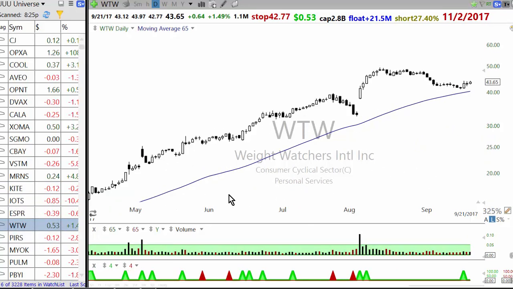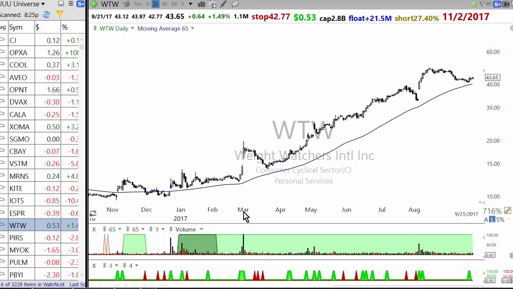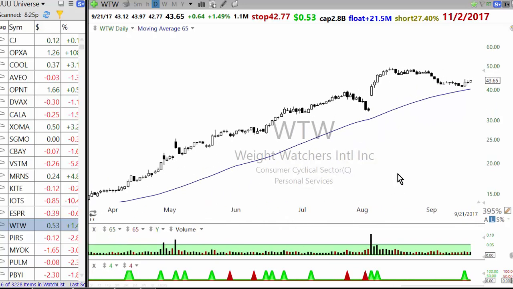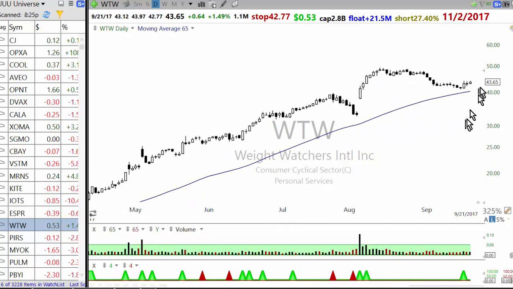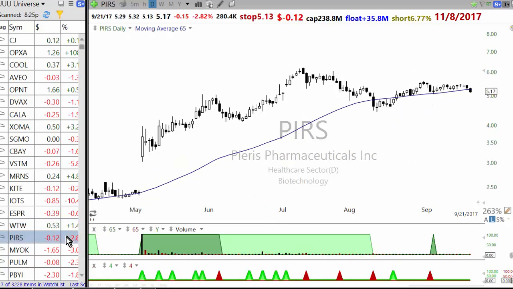If you see Weight Watchers, which made a big move, it never came back, and probably this move is over now. It's a way extended stock. It has gone up a lot. So it might be vulnerable to a reversal someplace, or might just go into a large range.